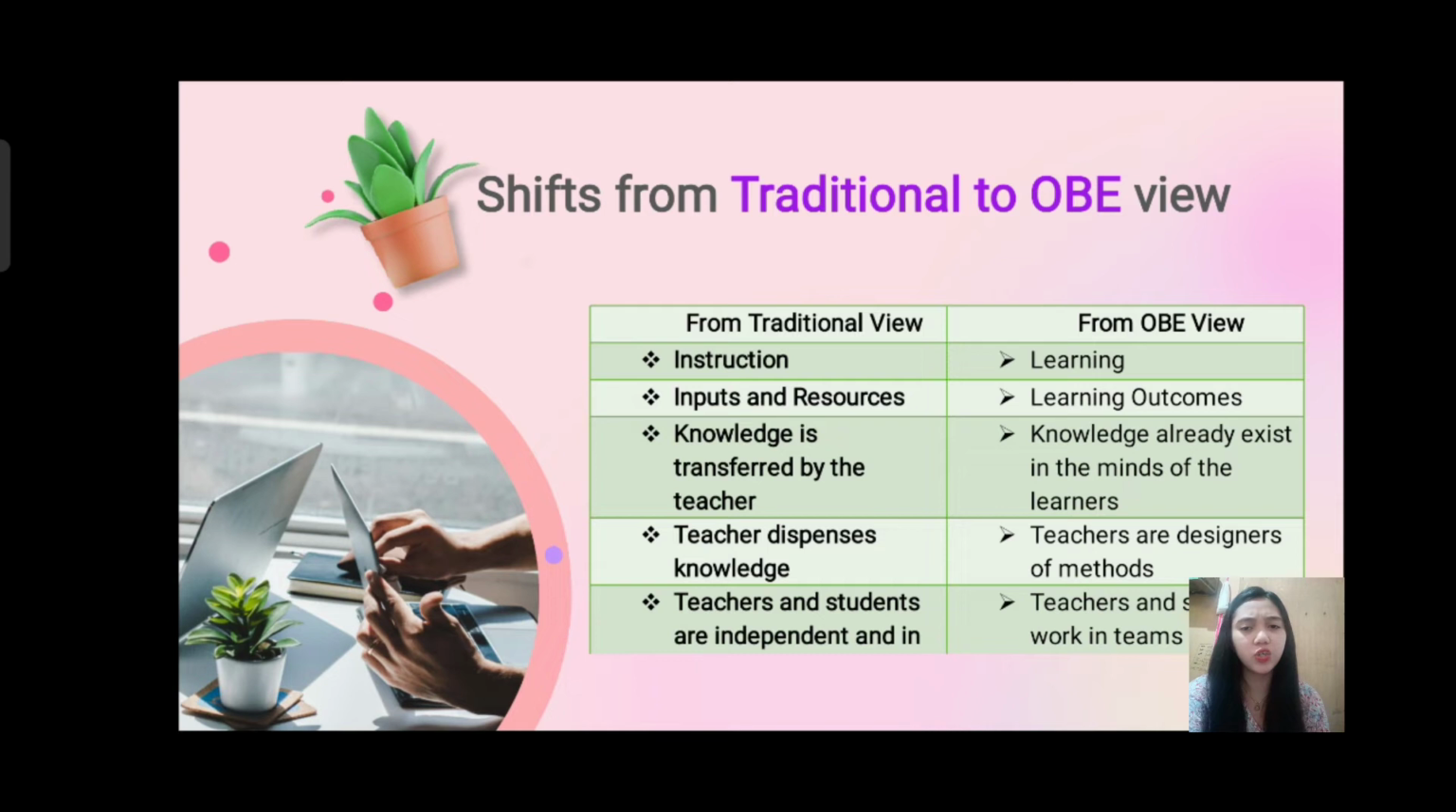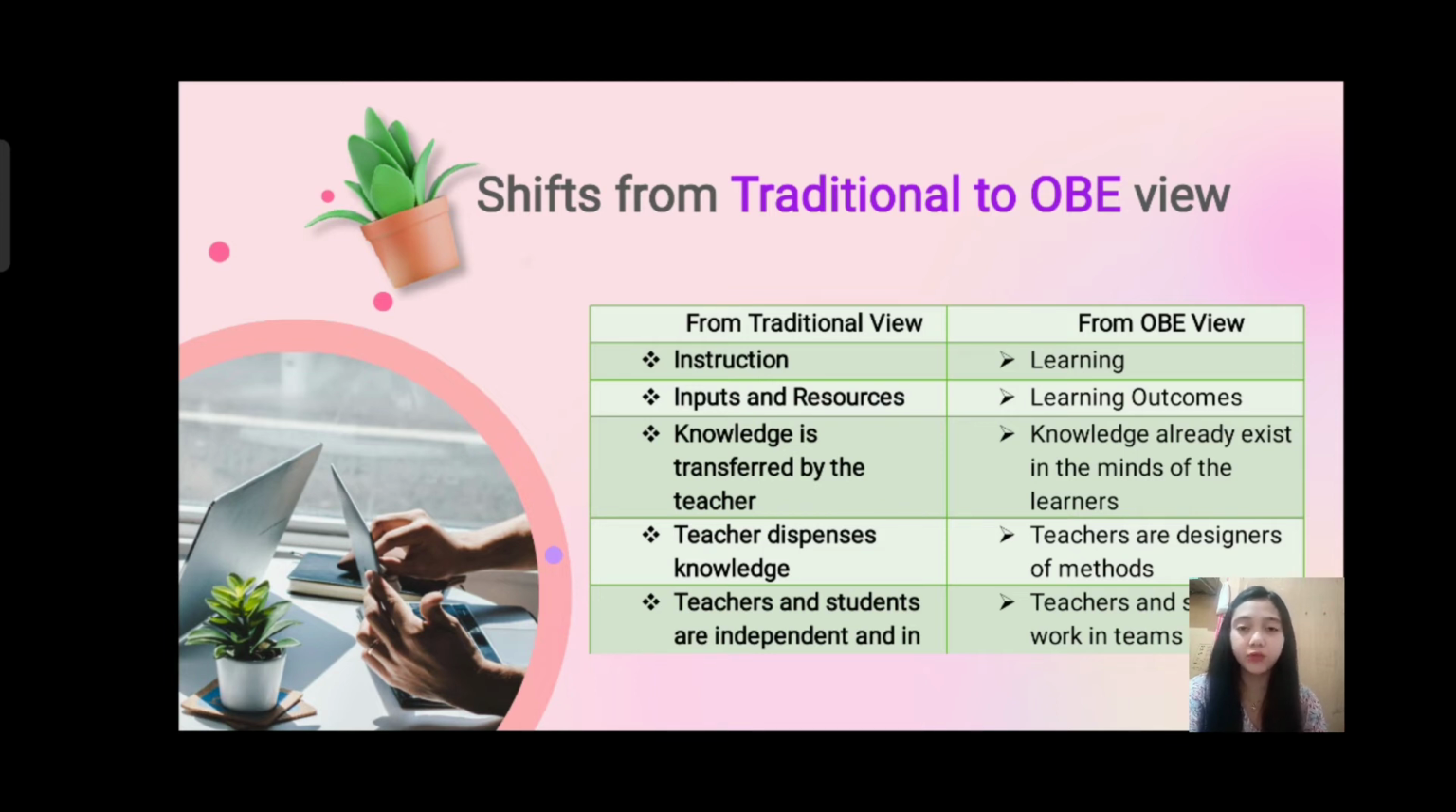So next, shifts from traditional to OBE view. So how does traditional education differ from OBE, or outcome-based education? So here are additional key points in teaching learning in OBE which show the shift from traditional to an OBE view. Okay, so traditional education focuses more on instruction. So they give emphasis only to what they teach, while OBE focuses on learning, where they give importance to how the students learn, or how the students achieve the outcome.